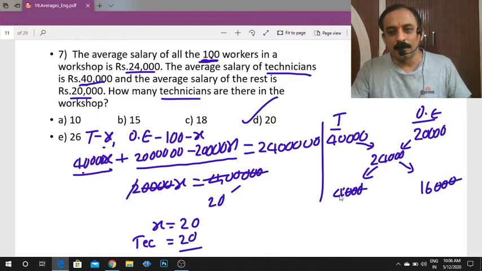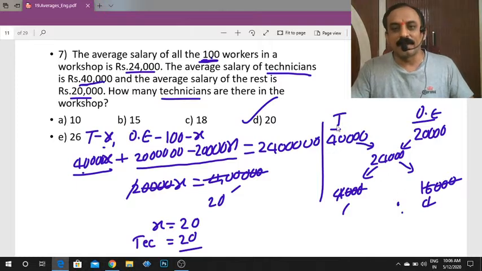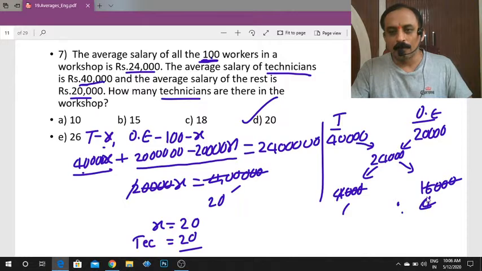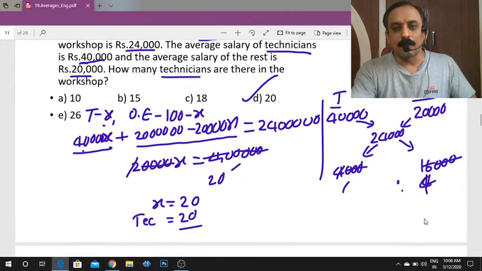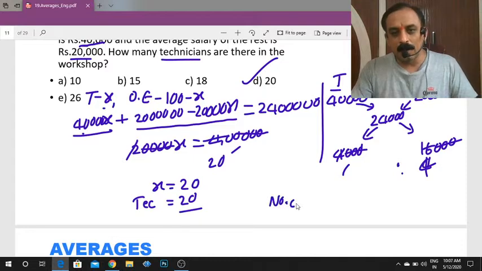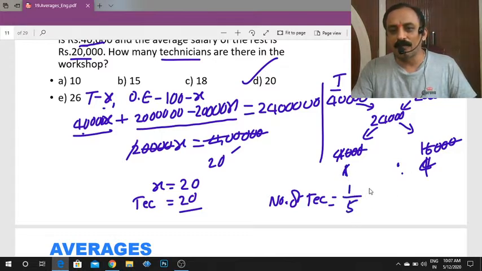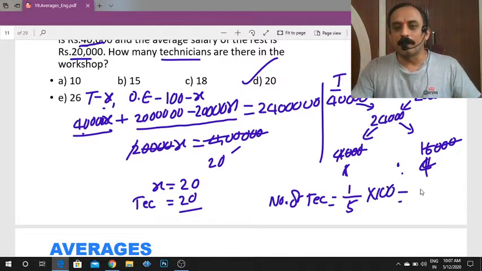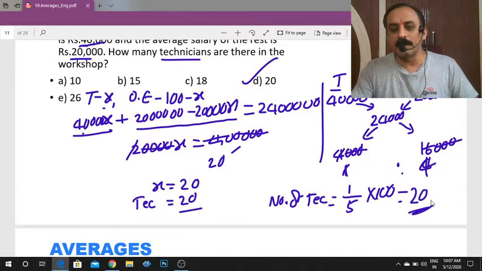Zeros cancel. 4 ones are 4, 4 fours are 16. Therefore, number of technicians to number of other employees is 1 is to 4. Now the question is to find the number of technicians. Its ratio is 1 is to 4. So 1 by 1 plus 4 is 5. 1 by 5 into total, how many employees are there? 100. So 1 by 5 into 100 is 20.